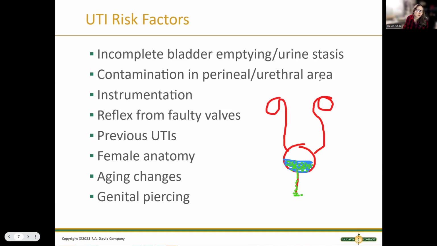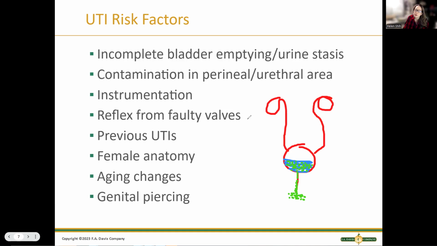Contamination of the perineal and urethra area refers to maybe somebody who doesn't have access to clean water in order to wash frequently or daily in order to keep the amount of normal flora in the perineum low. So somebody who's maybe not showering frequently or doesn't have access to clean water, they're going to have a lot more normal flora in their perineum, which then means that they're constantly trying to go up the urethra and therefore can cause increased incidences of UTI.